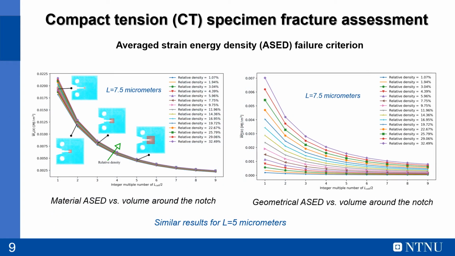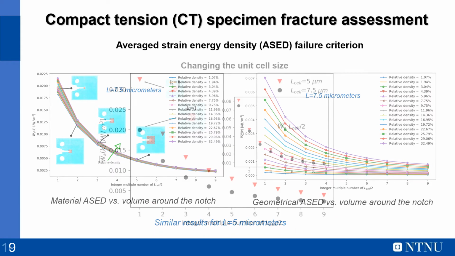Analyzing what happens to the material and the geometrical strain energy density averaged on a specific volume around the notch, we obtain these two behaviors. On the left here, we see that the strain energy density averaged on the volume around the notch is not so influenced by the relative density. However, for the geometrical value, we have a great influence of the relative density. And this is true also for other unit cell sizes.